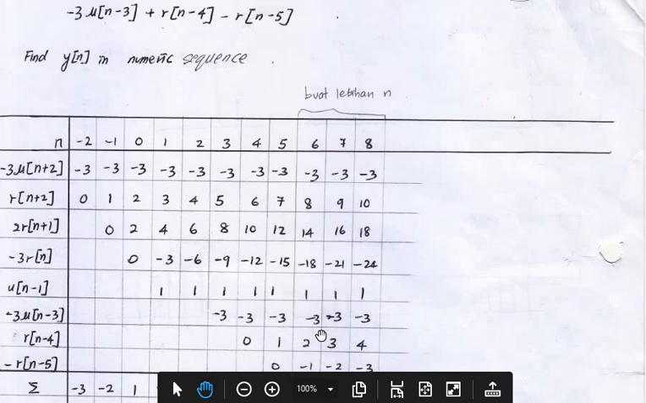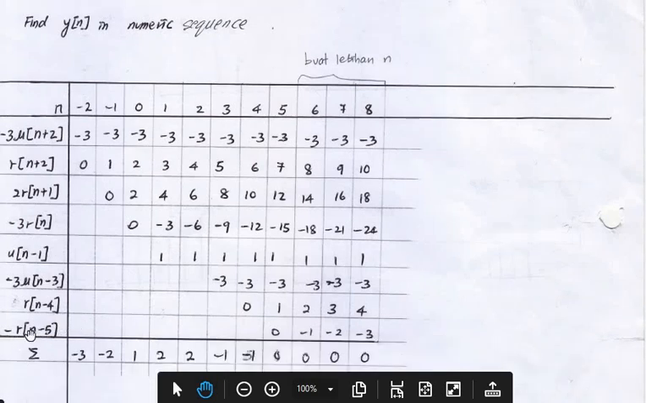The last signal is negative r[n-5]. It's a ramp function again, and n starts with n equals 5. Each increment is negative 1. So 0, negative 1, negative 2, negative 3.